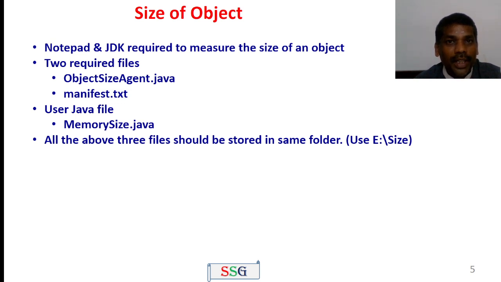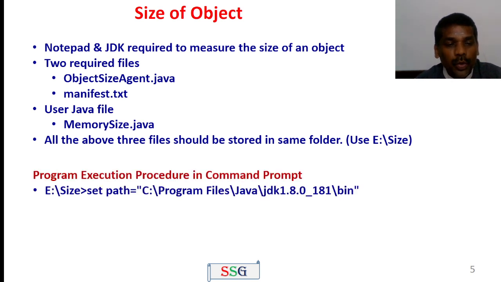For example, you are writing a program. That program contains classes and objects. That program name is MemorySize.java. You have to save that file as MemorySize.java. All the above three files should be stored in the same folder. For example, in today's demonstration, I use the folder E:\size folder. Inside the size folder, all three files should be stored.